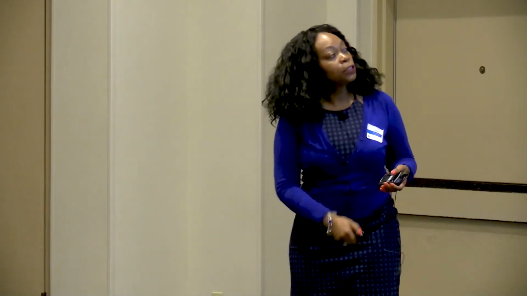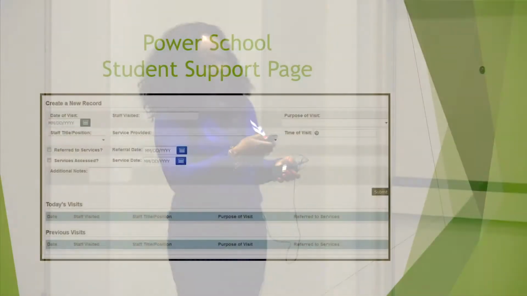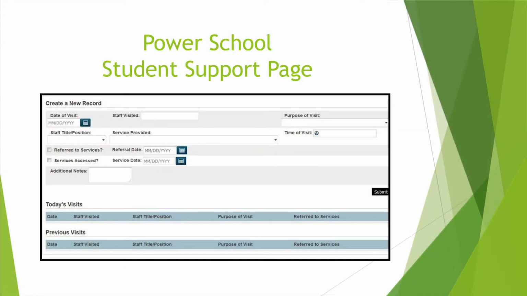Okay, yeah, and referrals. So this is what it looks like. So you have, let's see if I can get the pointer to work today. Yes. So we have the date of the visit, the staff visited, and in that particular section it was important for us to see the name, because you want to know who was doing the service, right? So not just generically, social worker.